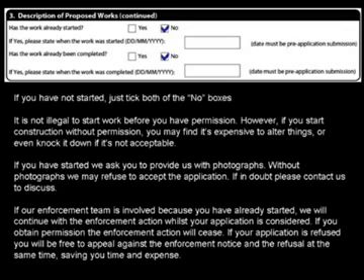If you have started, we ask you to provide us with some photographs. Without photographs, we may even refuse to accept the application. If in doubt, please contact us and discuss.